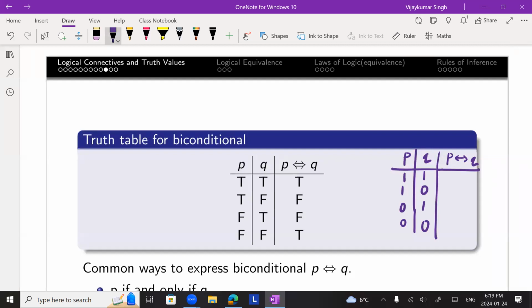Let's see. So we have what? 1, 1. So what will that give us? 1. 1, 0 will give us 0. 0, 1 will give us 0. And 0, 0 will give us what? 1, 1. Yeah. Why? If P and Q have the same truth value, then the value is 1, or it's true. Otherwise, it is false.